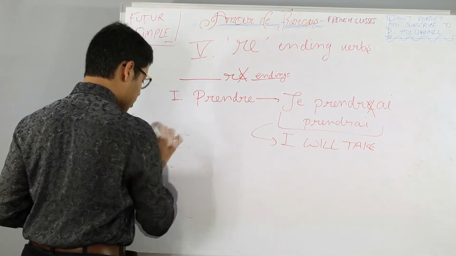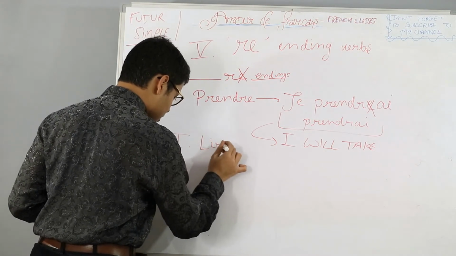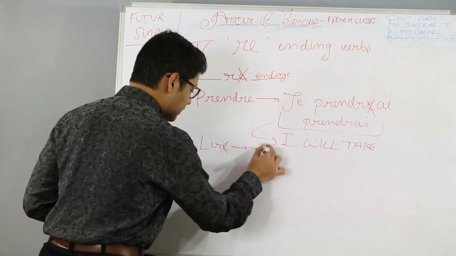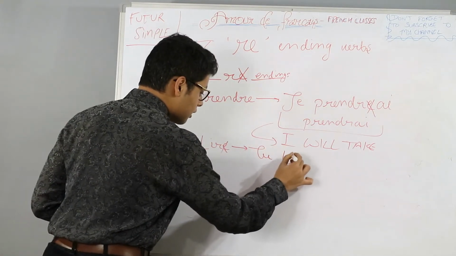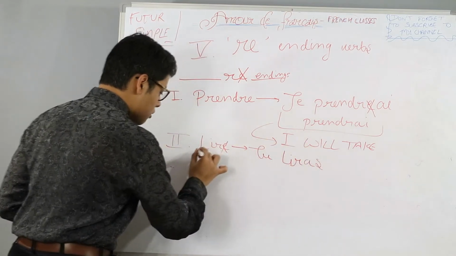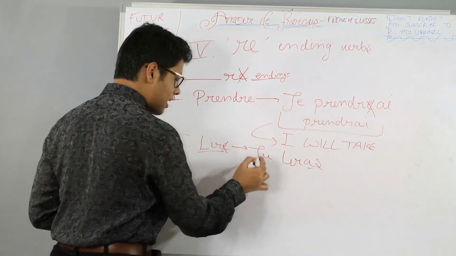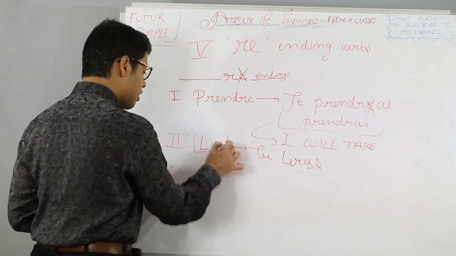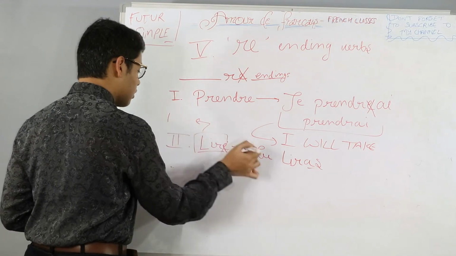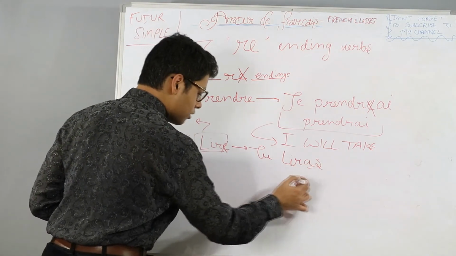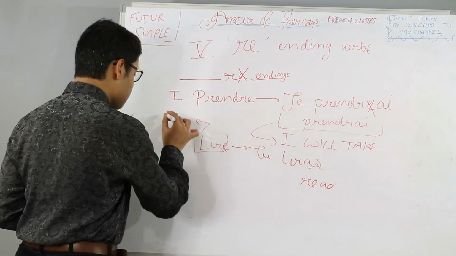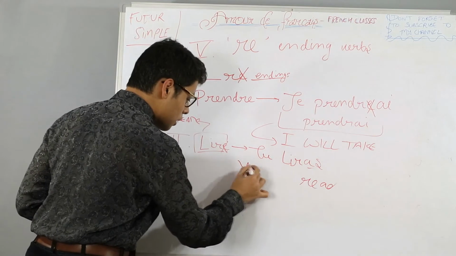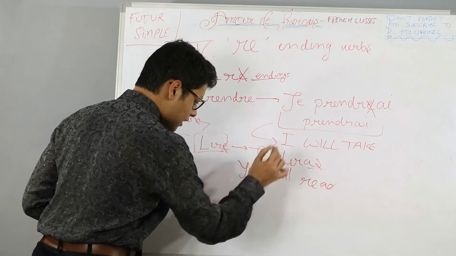Second one is lire. Again, remove E. Let's make it with tu: tu lira. Write the stem, add the endings. The ending with tu for future simple is as. So tu liras. Lire means to read. So tu liras, you will read.